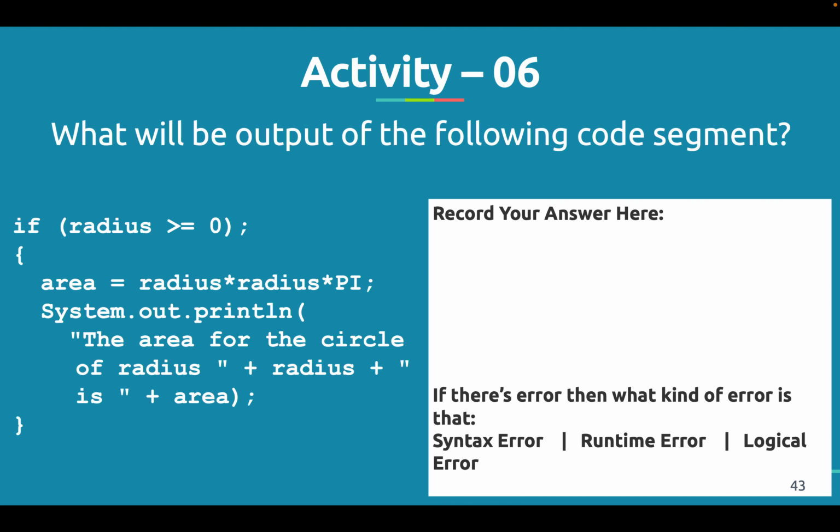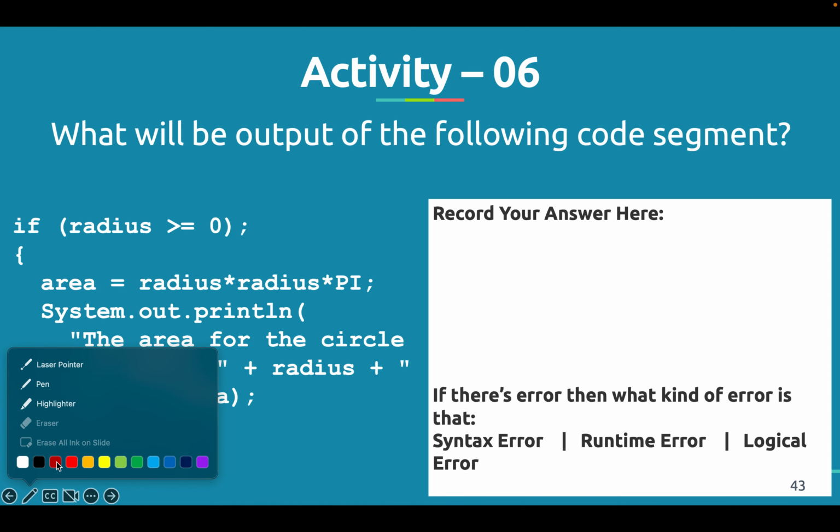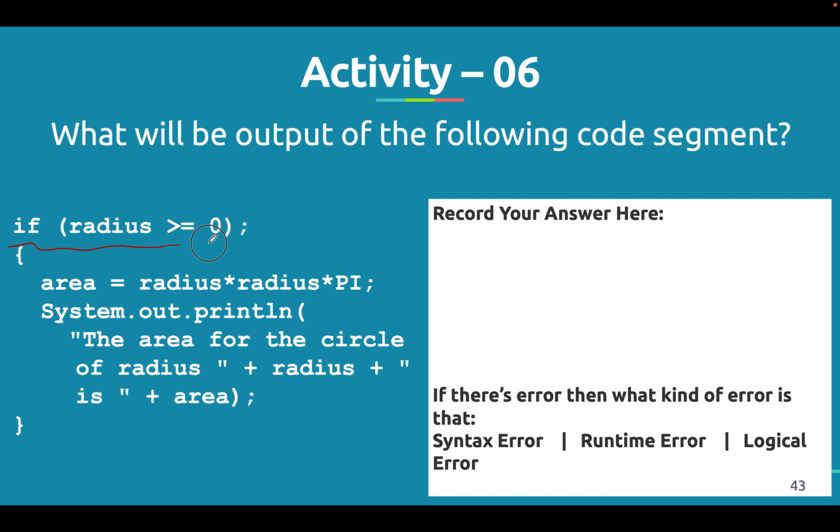So here we have another activity, activity 6. It tells you what would be the output of the following segment. Try to pause the video and record your answer. Okay, so if you try it out, it should give you which type of error? Well, it's not a syntax error, and it's not a runtime error. You can double check this using NetBeans, but it's a logical error. Why is it a logical error? Because, I'll give you a hint, we have something wrong with this statement in our if conditional.